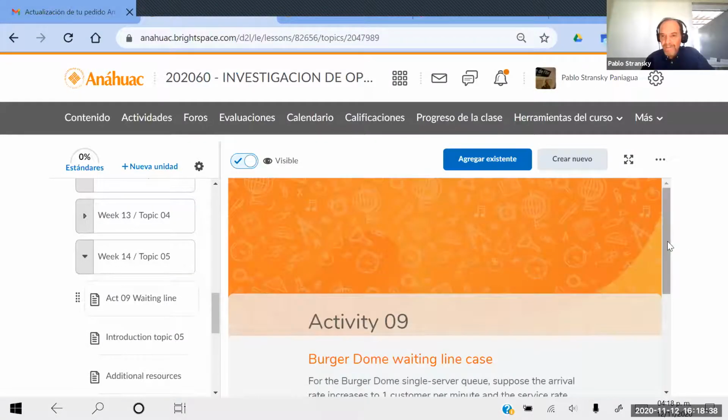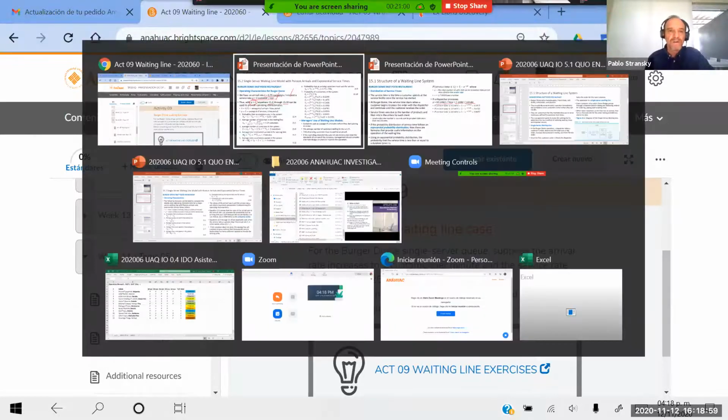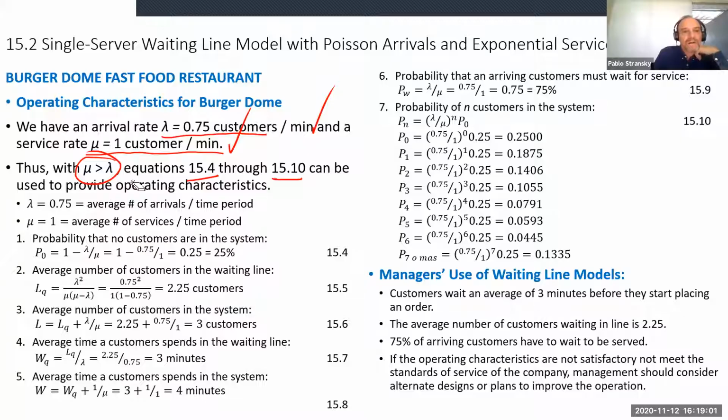If you can see the Burger Dome single server queue, suppose the arrival rate is lambda equal to 1 per minute, 1 customer per minute, and the service rate is 1.25. So there's no problem with that condition. We can still use the same formula, okay? Now, let's go over the formulas where we have lambda equal to 0.75 and mu equal to 1.